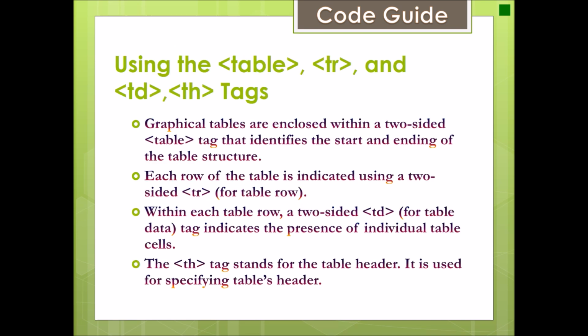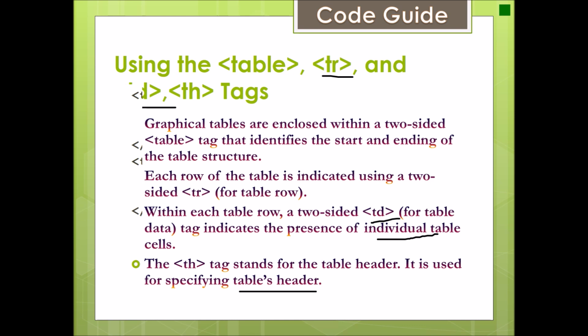Inside the table, we use the tr, td and th tags. Tables are enclosed within a two-sided table tag that identifies the start and end of the table structure. Each row of the table is indicated using a two-sided tr, that is table row. Within each table row, a two-sided td, that is table data, tag indicates the presence of individual table cells. th stands for table header and is used to specify the table's header.